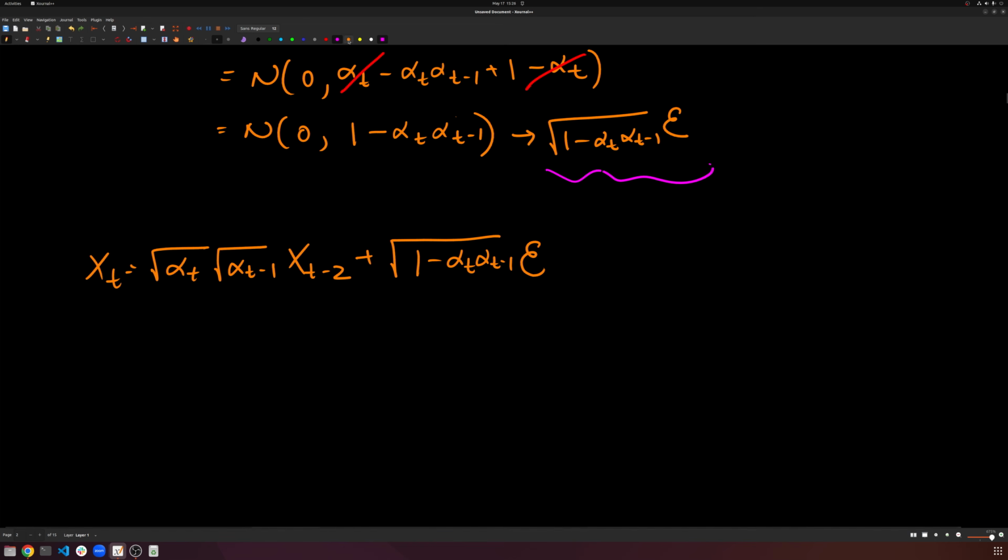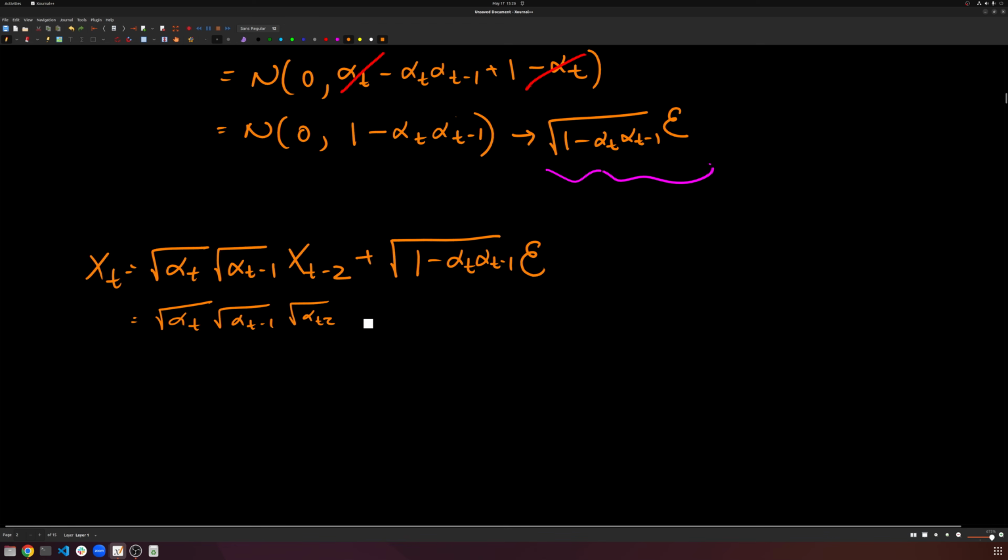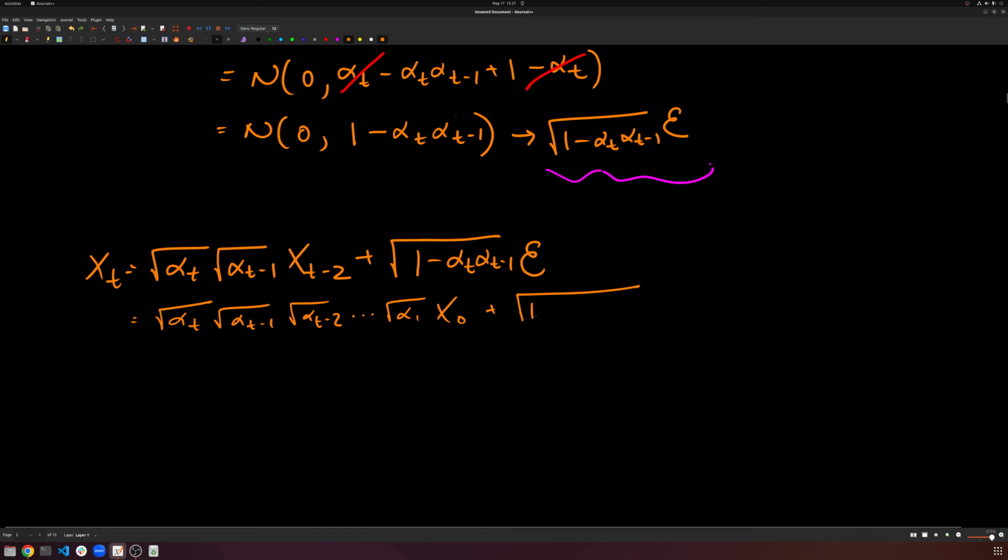So let's go ahead and write the final form here, just so it's clear. If we kept going, then you would get square root alpha_t, square root alpha_{t-1}, square root alpha_{t-2}, dot dot dot, and then square root alpha_1, right? So we're going to get all of this times x_0, because we're going to repeat this over and over again for all t. And this will be plus the square root of 1 minus alpha_t alpha_{t-1} alpha_{t-2} dot dot dot alpha_1, right? We're going to do all of them, times epsilon.